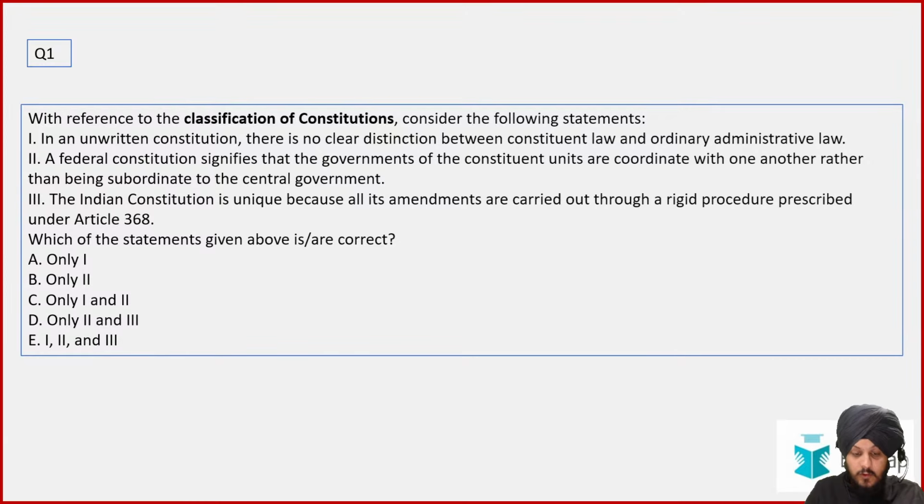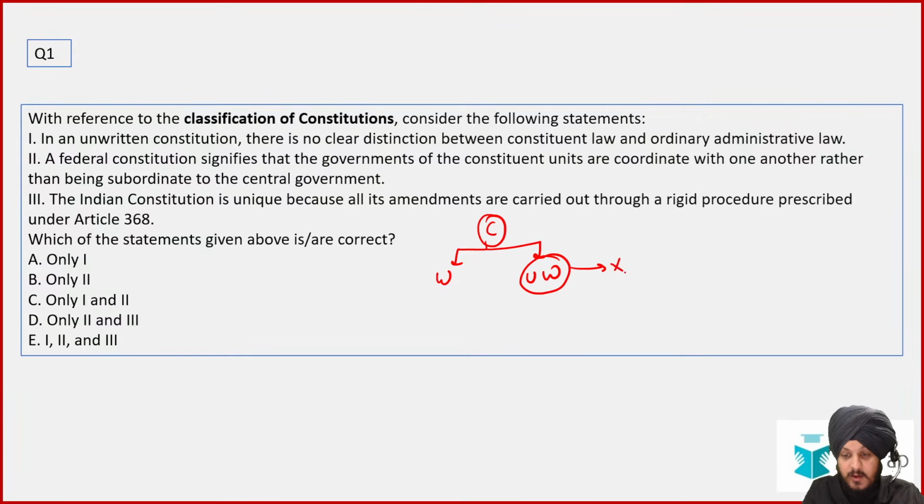Okay, so when we talk about constitutions, there can be two types of constitutions basically. One is a written constitution and the second is an unwritten constitution. Now, unwritten constitution does not mean that the constitution has not been written at all. It has been written, but the difference is that it has not been codified into a single document. So that's why we call it unwritten.